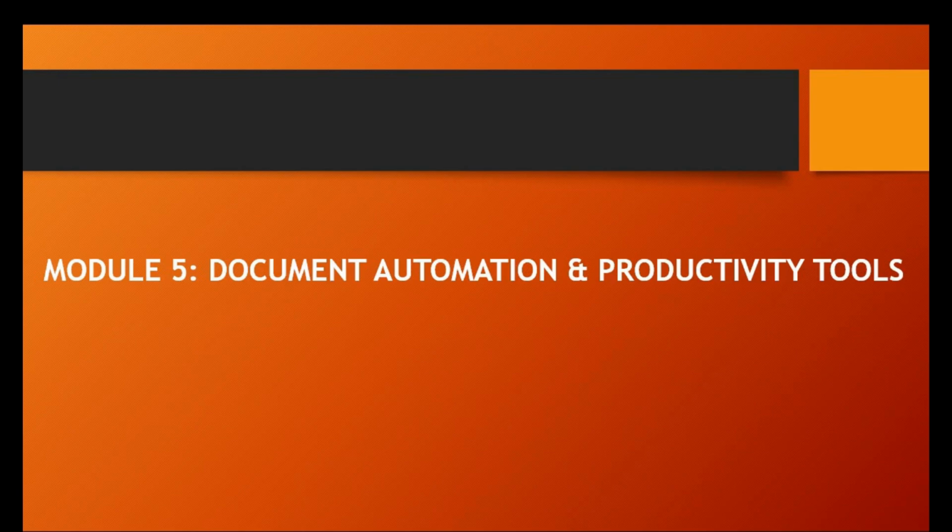Today we enter into one of the most powerful parts of Microsoft Word. That is, the tools that save you hours of typing, scrolling, searching and reformatting. If you've ever edited long documents and thought, oh, there must have been an easier way, then this module is your new best friend. Let's jump into Module 5, Document Automation and Productivity Tools.